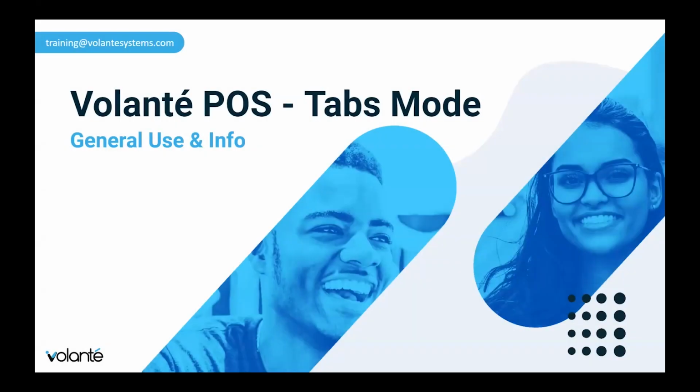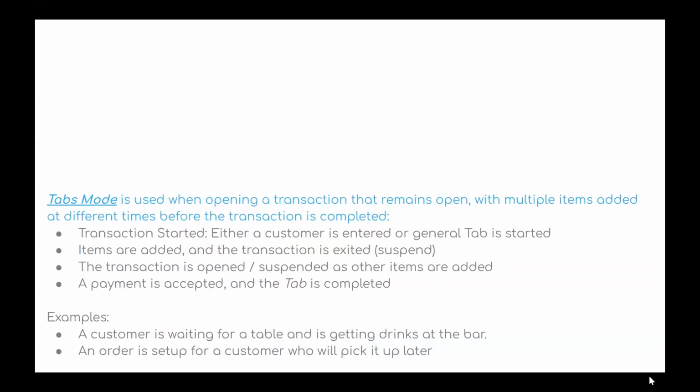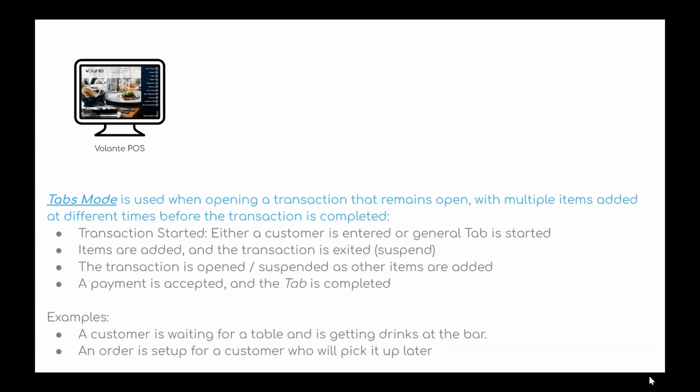Hello. In this video, we will be reviewing the Volanté point of sale tabs mode, which is one of the alternative transactional modes we have available for the system. So tabs mode is generally used when we plan to open a transaction and keep the transaction open, where we'll add items at different times and then suspend the transaction.